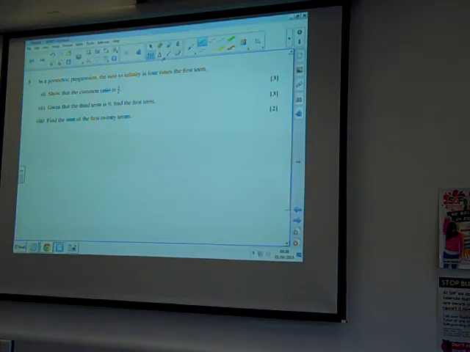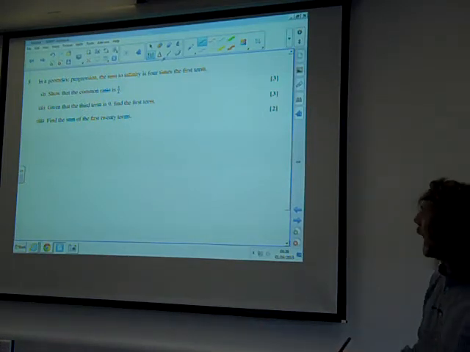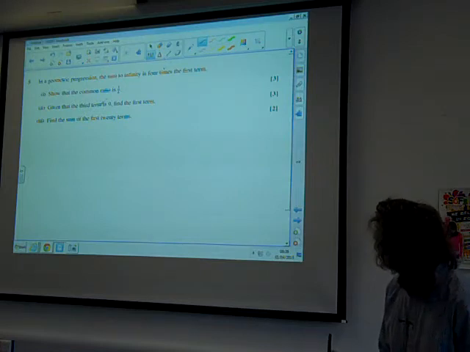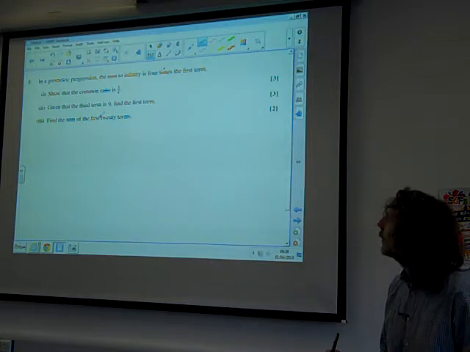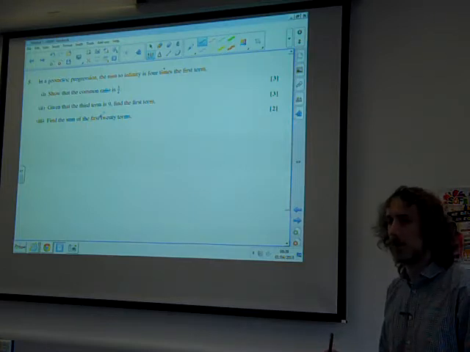Right. Okay. So question 5. In a geometric progression, the sum to infinity is 4 times the first term. Show that the common ratio is 3/4. Right, so we need to start by interpreting what the question says.